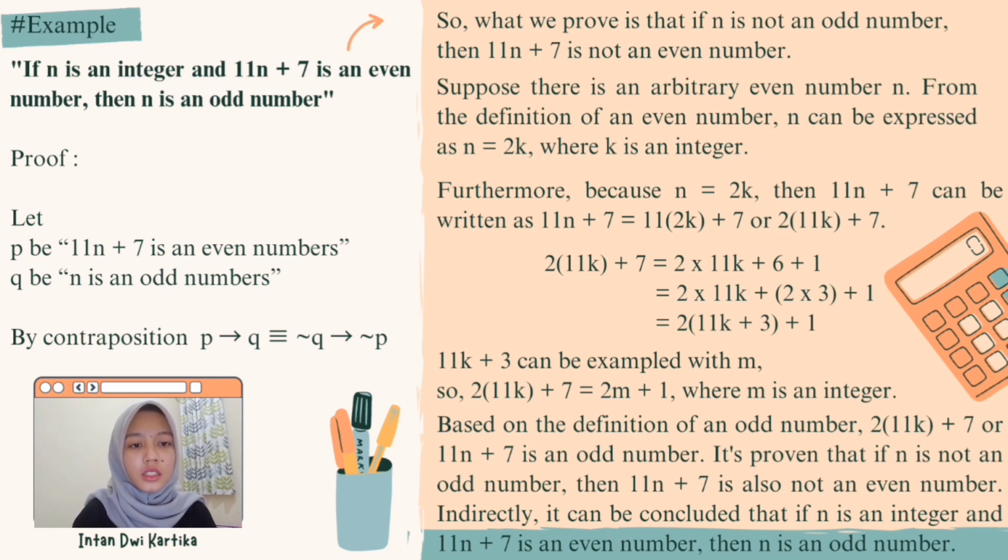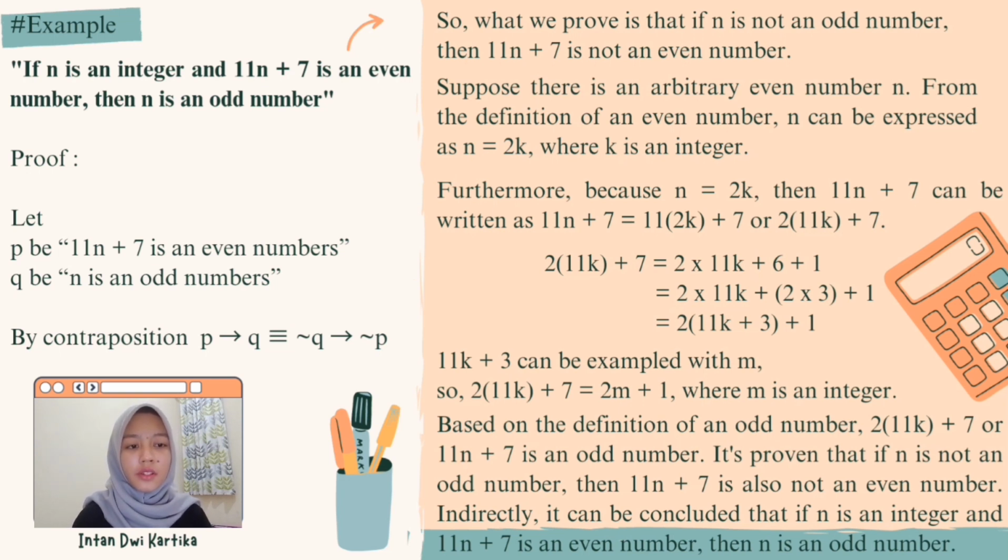Okay, we write 7 as 6 plus 1. And then we can write 6 as 2 times 3, plus 1. So we get 2 times 11k plus 2 times 3 plus 1. By using the distribution property, we can write this as 2 times (11k plus 3) plus 1. Okay, 11k plus 3 can be denoted with m. So 2 times 11k plus 7 equals 2m plus 1, where m is an integer.